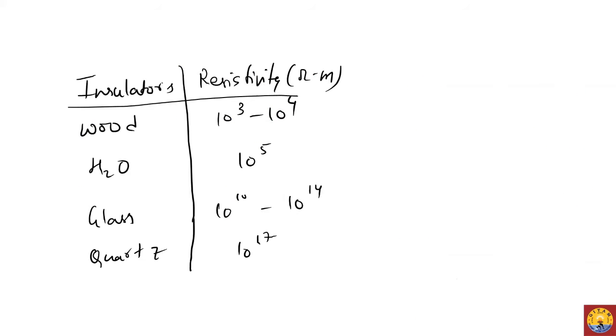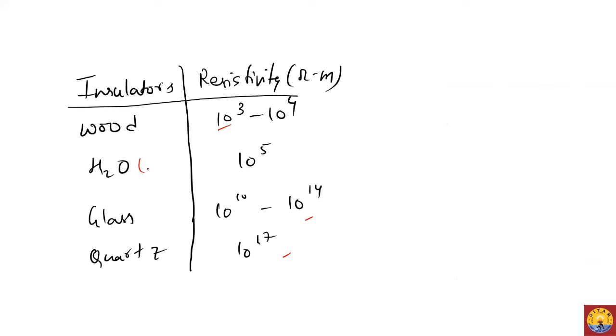Then we have the final category, that is insulators, and these are in the 10 to the power 3 up to 10 to the power 14 and 17 range. So they have very high values of resistivity, hence they don't conduct current across them. So wood is like 10 to the power 3 to 10 to the power 4. H2O is 10 to the power 5. Okay, so water does not conduct electricity.